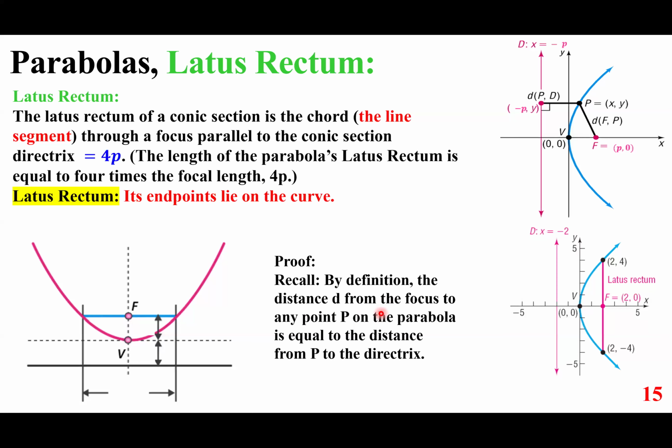Recall by definition, the distance d from the focus to any point on the graph is equal to the distance from that point to the directrix. That means this distance. So if you pick the vertex, this distance is the same as this distance. So if this is p, so is this one. So this must be 2p. This must be 2p. So if that is 2p, so is this one. 2p and 2p, the total is 4p. So that's the proof, actually, if anyone is interested. But anyway, we can easily find the endpoints.